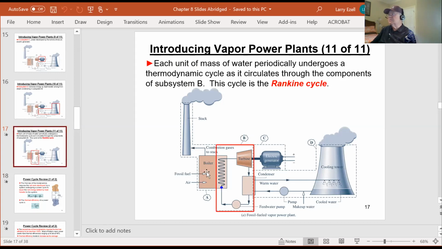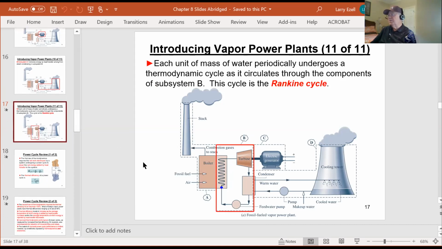All right. Each unit of mass of water periodically undergoes a thermodynamic cycle as it circulates through the components of subsystem B. This is the Rankine cycle. And as you know, this is a continuous circulation. We take snapshots at different states, say coming in the turbine, going out of the turbine, coming in the condenser, going out of the condenser, coming in the pump. We take snapshots and determine the properties, but this whole process is continuous. It doesn't stop unless they have a mechanical issue or a problem with one of the components and have to shut it down.